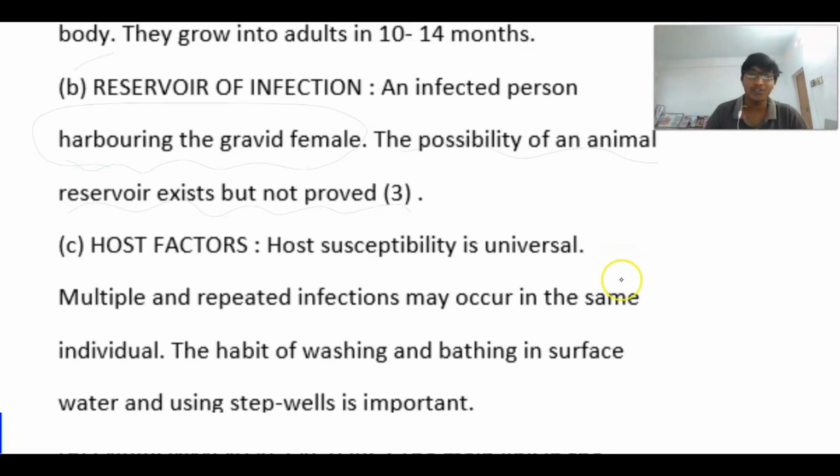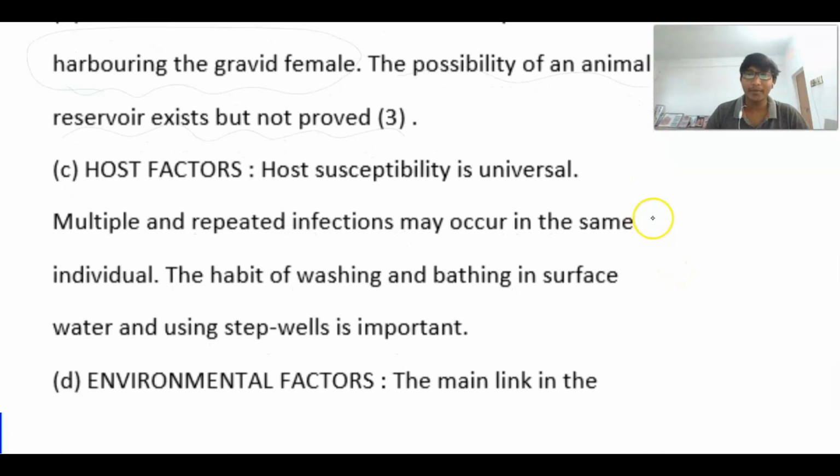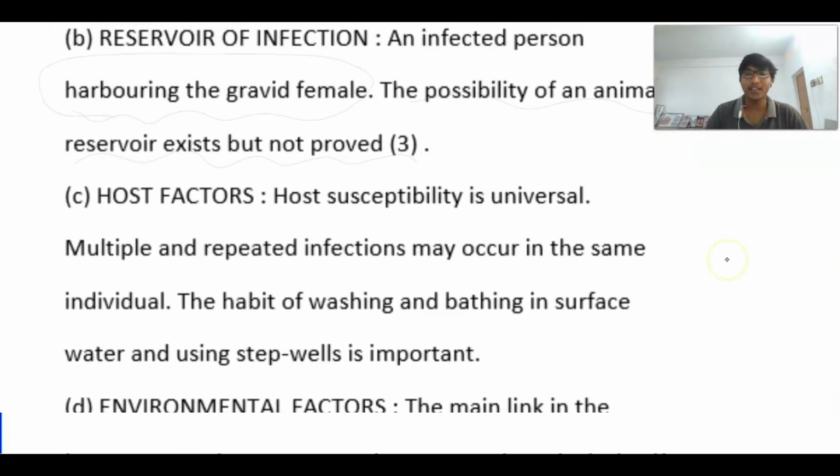The next one is host factors. Host susceptibility is universal, and multiple and repeated infections may occur in the same individual. So it can occur in any person, and multiple and repeated infections can occur in the same individual.